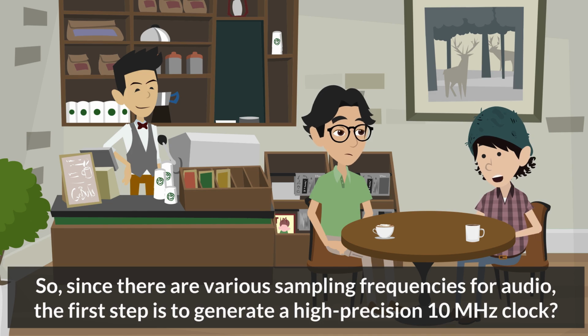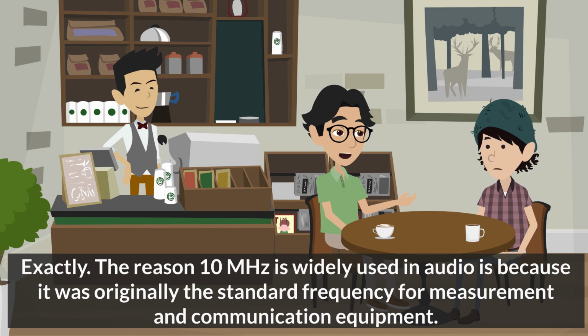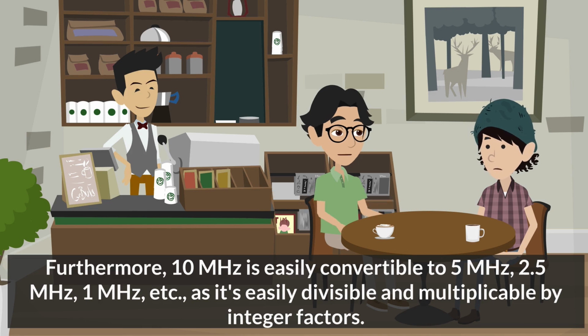So, since there are various sampling frequencies for audio, the first step is to generate a high-precision 10 MHz clock? Exactly. The reason 10 MHz is widely used in audio is because it was originally the standard frequency for measurement and communication equipment. Furthermore, 10 MHz is easily convertible to 5 MHz, 2.5 MHz, 1 MHz, etc., as it's easily divisible and multiplicable by integer factors.